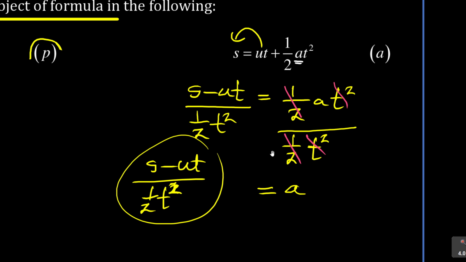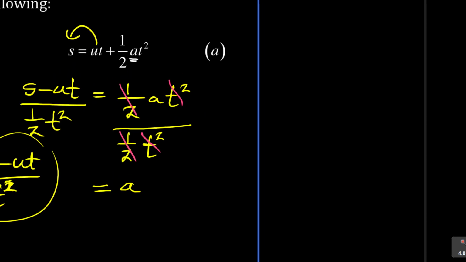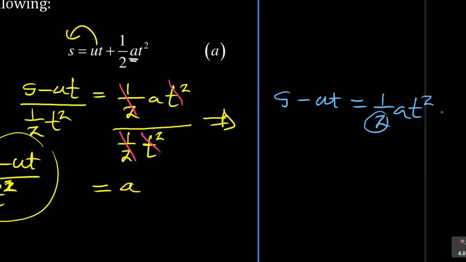Though the right procedure would have been, I'll show you the right procedure from here, the right procedure would have been when I give you and say S minus ut is equal to 1 over 2 at squared. The right procedure is get rid of that half. So what you do, you multiply by 2 on the left bracket, you multiply by 2 on the right. That's how this can go away.